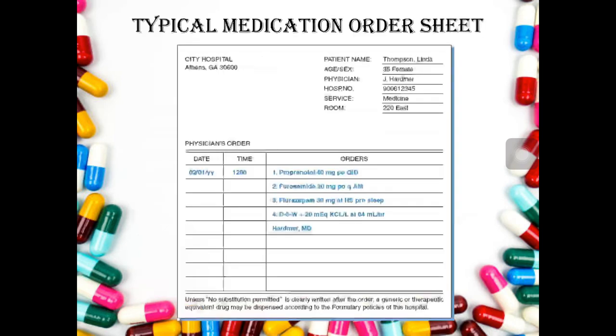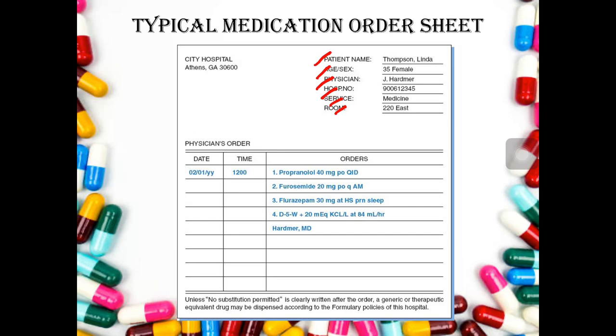Okay? Next one. This is an example of a typical order sheet. So let's have a checklist kung ano ba yung mga information that is the same with the prescription. Both of them have patient name, age or sex. So in this case, since this is an inpatient and most of the medication orders are given to inpatients, we also have the physician, the hospital number, the service, the room.